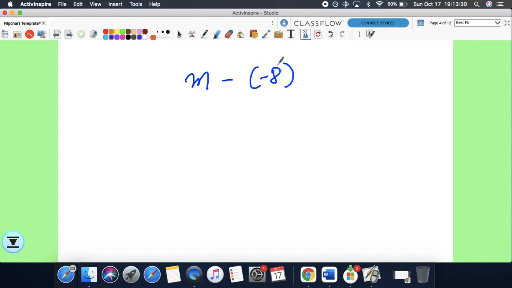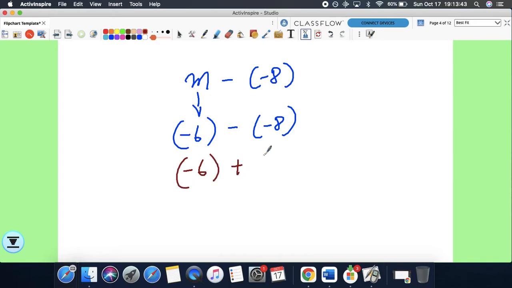So the expression here is m minus negative 8. We're going to switch the m with negative 6. So here I'm going to put negative 6, I'll put it in parentheses, minus negative 8. Change it to addition if you so choose to, and it becomes negative 6 plus opposite of negative 8 is 8. 8 has a bigger absolute value, so the answer is positive. And 8 minus 6 is just 2, so 2 positive.